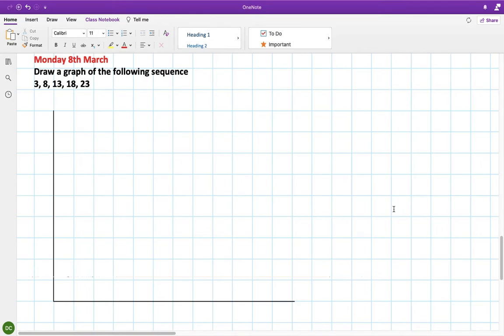Okay, so how many terms do we have? We have 5 terms, which means I need space for 5 across the bottom. So 1, 2, 3, 4, 5. Okay, so how many terms do I have? I have 5 terms. So I need to put 5 across the, if you remember, this is called the x-axis.